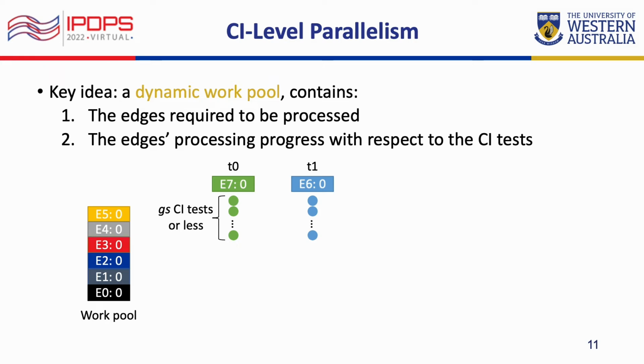When the group of CI tests is finished, FastBNS decides whether the edge should be pushed back to the work pool. Simply put, if the edge should be removed or if the edge has finished all its CI tests, the edge is not pushed back to the work pool. So suppose that E7 should be pushed, and it is pushed back with its processing progress GS. After that, 2 edges are popped from the work pool again, and the process is repeated until the work pool is empty.